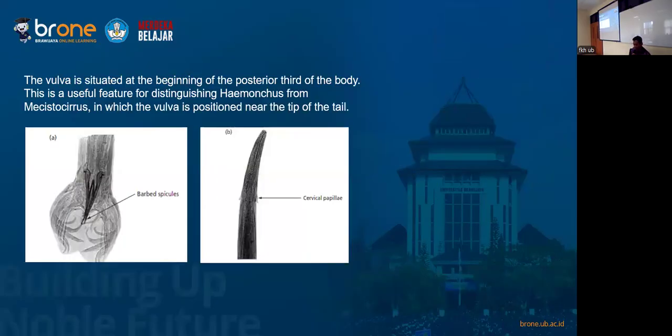Okay, Mecistocirrus is similar to Haemonchus contortus. And how to distinguish which one is Mecistocirrus and which one is Haemonchus contortus? To distinguish them, you should know about the position of the vulva. In Haemonchus, the vulva is situated at the beginning of the posterior third of the body. This is a useful feature for distinguishing Haemonchus from Mecistocirrus, in which the vulva is positioned near the tip of the tail. Okay, so the position of the vulva.